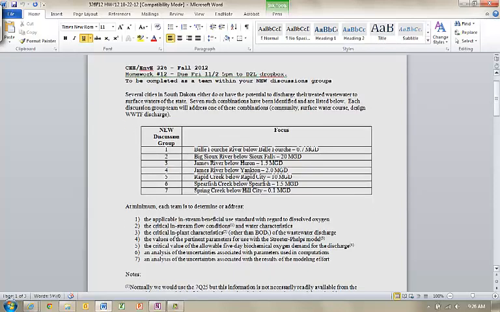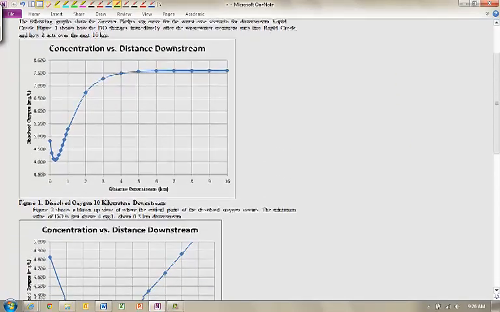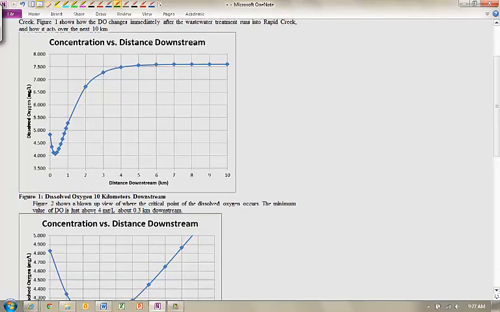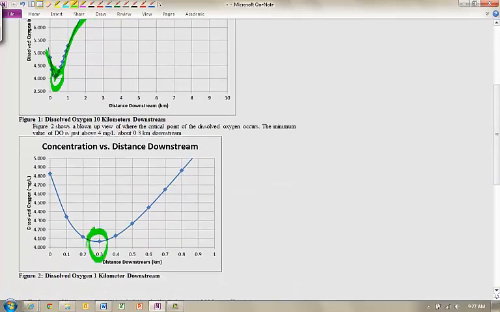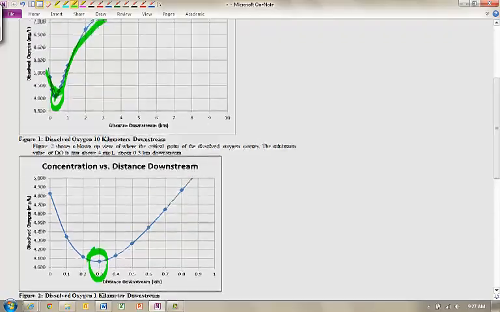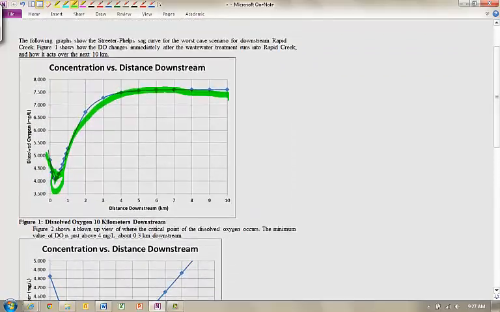Ultimately, what we're trying to accomplish here is to come up with a Streeter-Phelps model. This is an example for Rapid Creek from a group from last year, looking at the DO sag curve. Here we have the DO sag curve that comes down, pretty close to the mixing zone or afterwards, and we're finding where this critical point is located downstream, based upon some assumptions that we would have to make and some information.